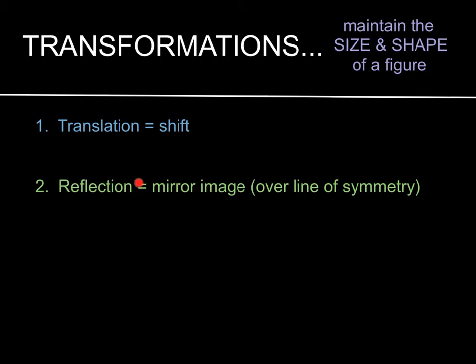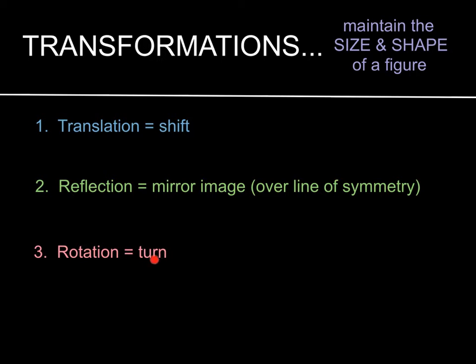Number 2 is a reflection. So when you look in the mirror, you see your reflection. Okay, I can give you a line and ask you to reflect a diagram over the given line. I can ask you to reflect a letter over a given line. Okay, so number 1 is a translation, number 2 is a reflection. Okay, number 3 is a rotation.